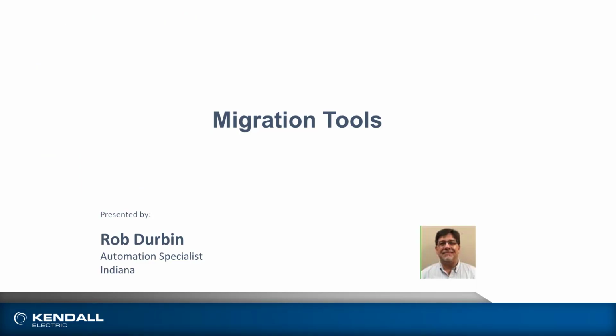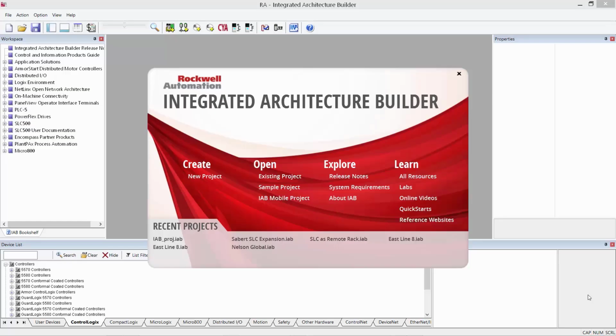Hello, my name is Rob Durbin, one of the automation engineers here with Kendall Electric, and today I'm going to demonstrate to you Integrated Architect Builder using the MicroLogix Migration Wizard. The Integrated Architect Builder software allows you to create, lay out, and graphically represent your system. It also provides system checks to ensure that you are designing and creating the proper bill of material.